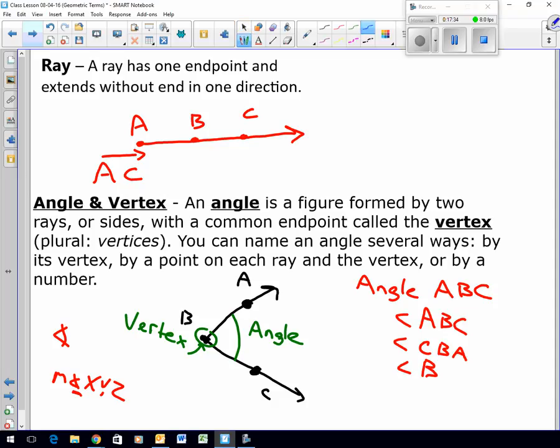Hopefully it's really boring. And then, like I said, to really confuse everybody, we can number the angles. Angle 2. If I put a 2 right there, I'm talking about angle 2. There you go. 4 ways to name them. A, B, C, C, B, A, angle B, angle 2. All those can work.